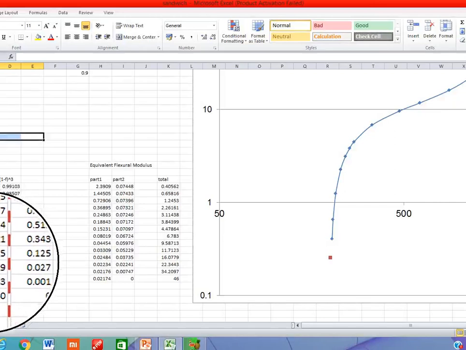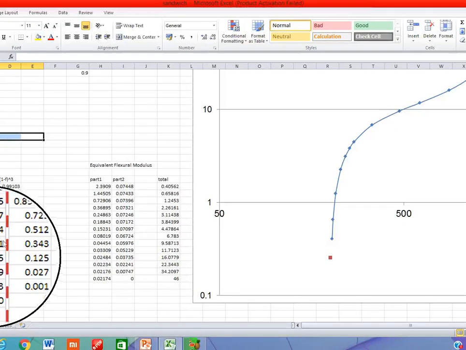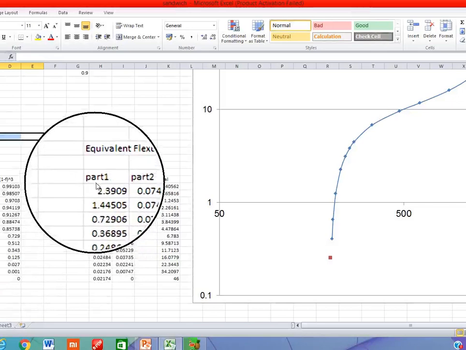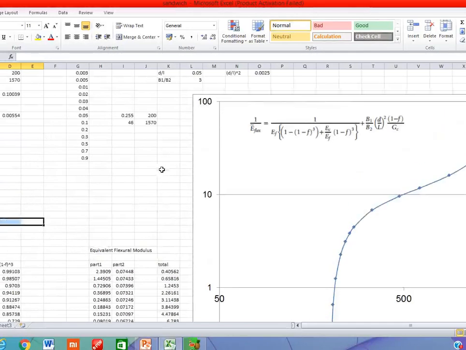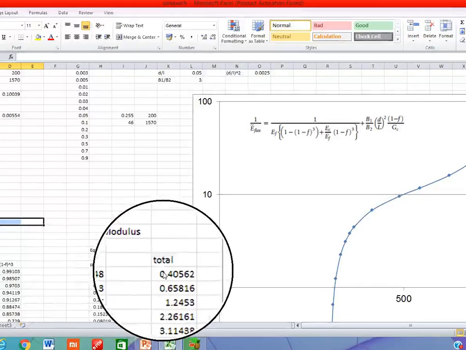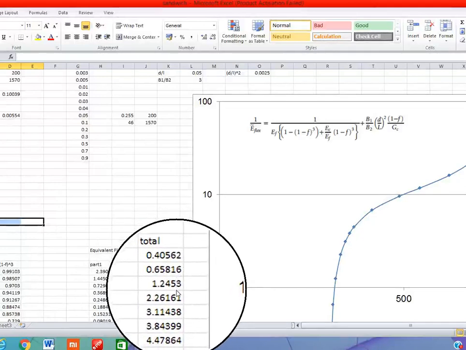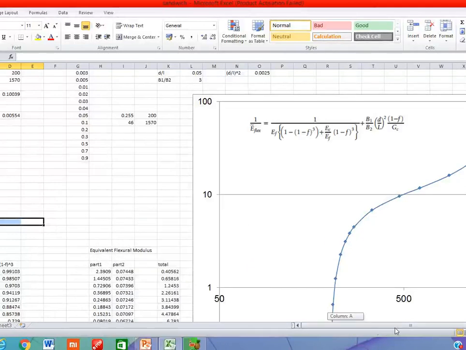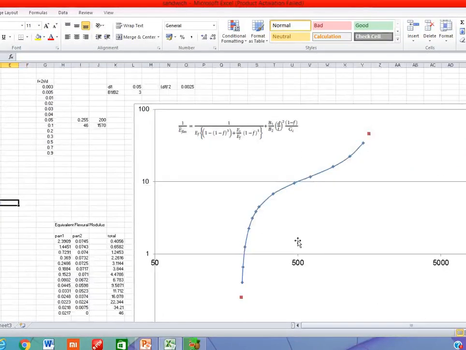One is actually when we have only the face material, that is volume fraction of the face material is 1, in 100% face, that is 1570. And then we have calculated the equivalent flexural modulus value based upon this expression that you observe here. So these values of equivalent flexural modulus that you observe here, 0.40, 0.65, they are plotted here.